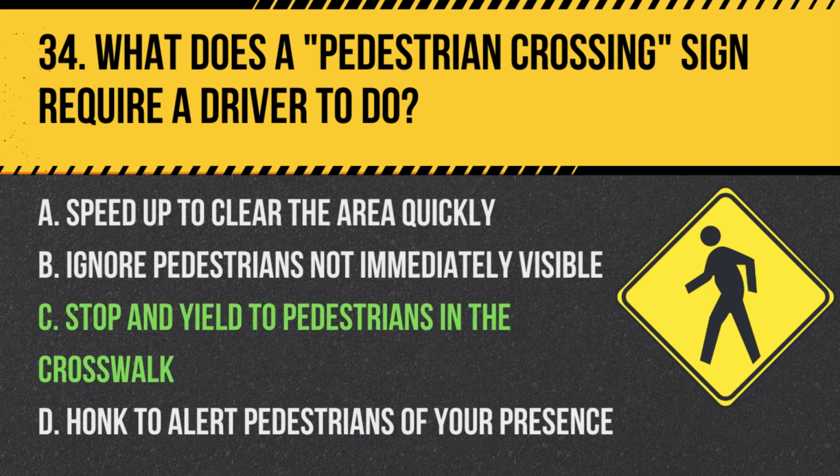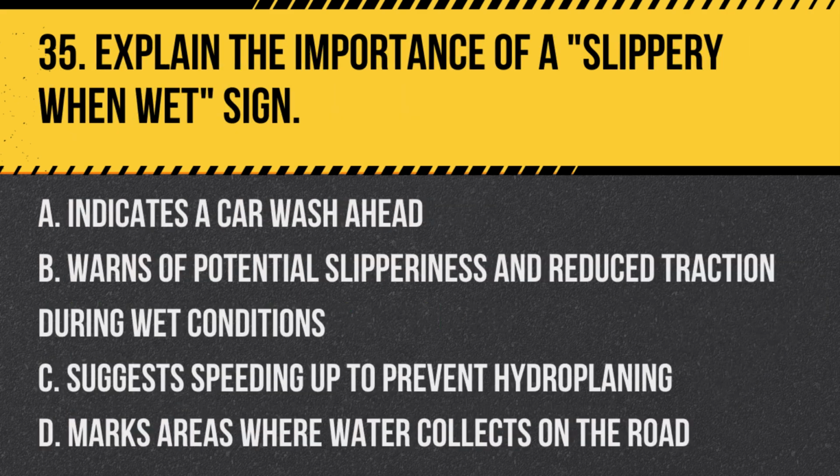Answer C. Stop and yield to pedestrians in the crosswalk. This sign indicates that drivers must be cautious of and yield to crossing pedestrians. Question 35. Explain the importance of a slippery when wet sign. A. Indicates a car wash ahead. B. Warns of potential slipperiness and reduced traction during wet conditions. C. Suggests speeding up to prevent hydroplaning. D. Marks areas where water collects on the road.